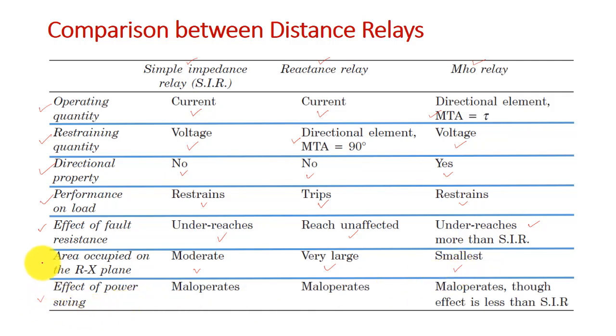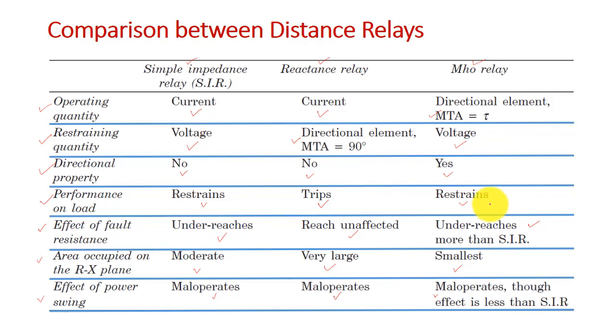If we compare the effect of power swing, in case of power swing the simple impedance relay maloperates, and the reactance relay also maloperates, because it occupies a very large area, and whatever swing happens, whether small or large, it lies inside the trip region. And the Moore relay also maloperates, but its effect is very small as compared to the simple impedance relay and reactance relay.